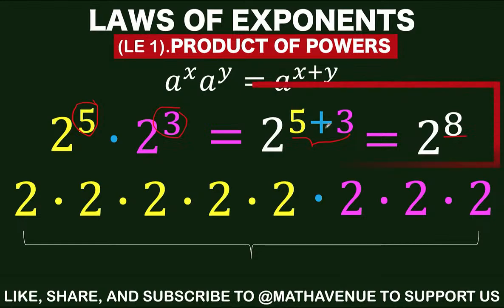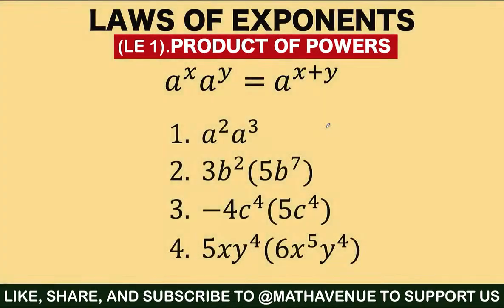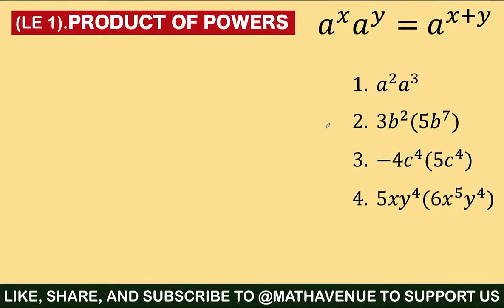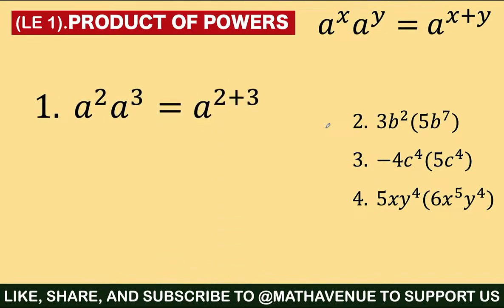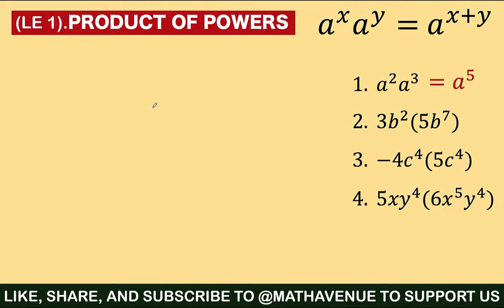So let's have some application of this law of exponent number 1. Let's say we are given these 4 problems for our exercises. Let's begin with the first one. A to the 2nd times a to the 3rd. Applying law of exponent number 1, to get the product of these numbers in exponential form, we copy the common base and we add the exponent 2 plus 3 to get a to the 5th for our answer. So the answer for number 1 is a to the 5th.